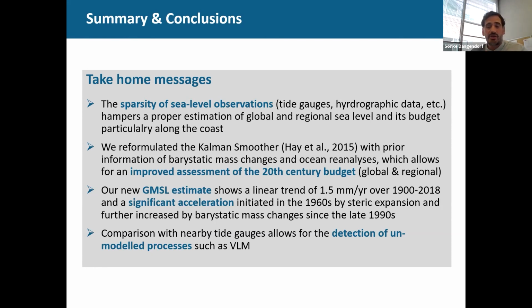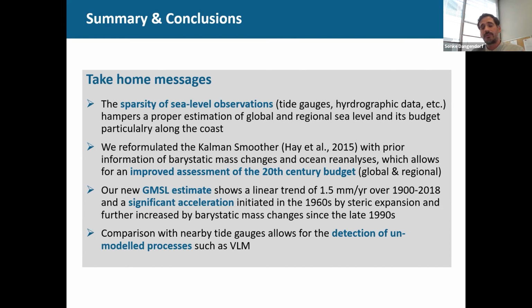The new estimate shows an agreement with former assessments, an increase in global mean sea level of 1.5 millimeter per year over 1900 to 2018. It also shows a significant acceleration that was initiated in the 1960s by steric expansion that was primarily initiated in the Southern Ocean, and has further increased since the late 1990s by the increasing contribution of barystatic mass changes.